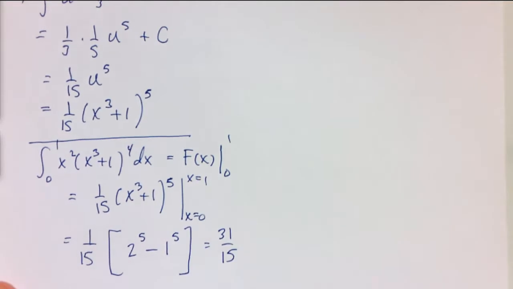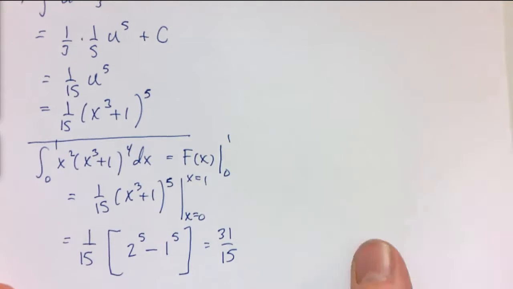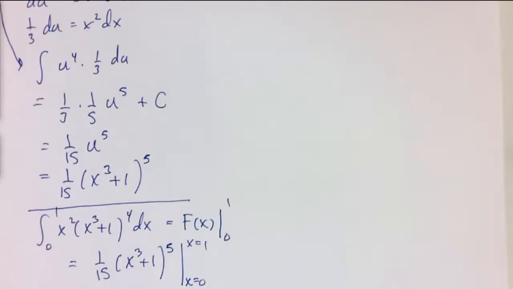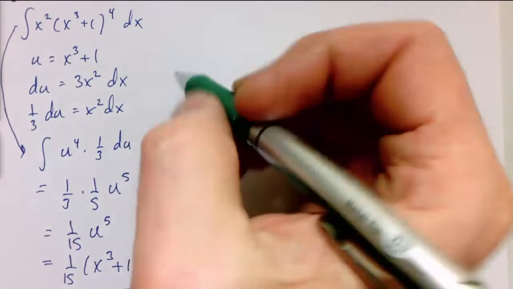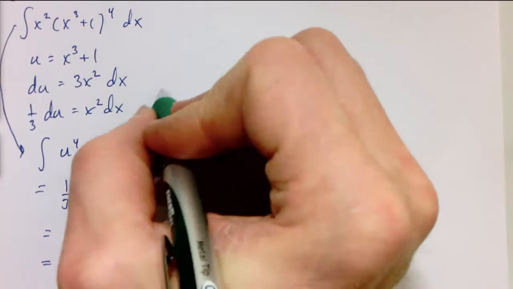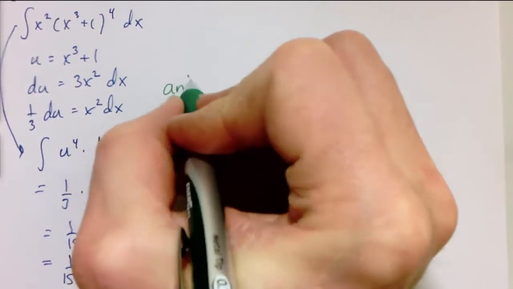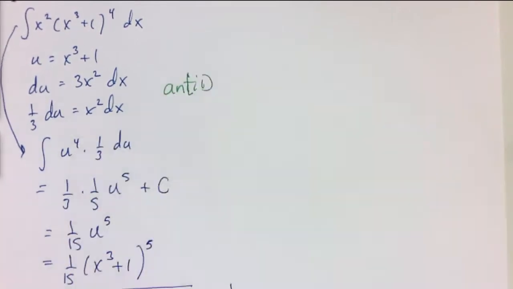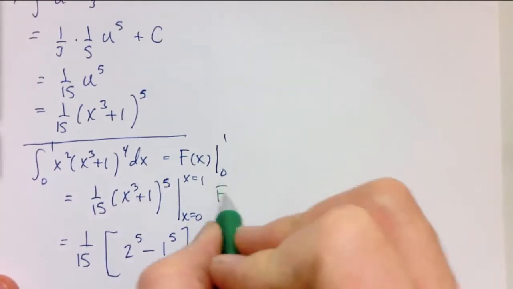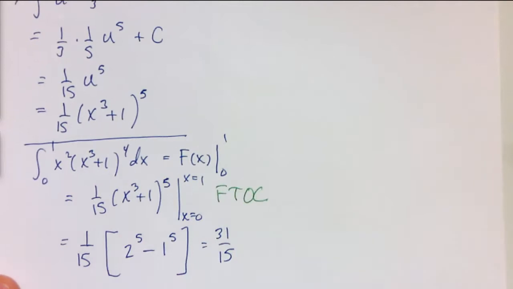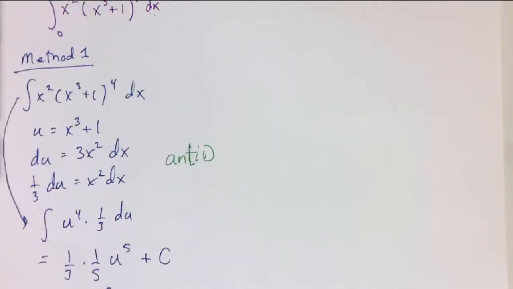All right. That's the first method. So with method 1, what we're going to do is do the indefinite integral first. So we're going to find our antiderivative, and then we're going to use the antiderivative in the fundamental theorem of calculus. Let's look at method 2.